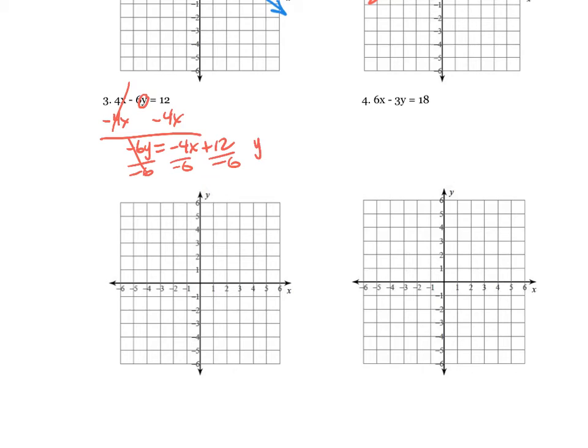So my final answer is y equals, now negative divided by negative is positive, and 4/6 can actually be reduced to 2/3. And then positive 12 divided by negative 6 is negative 2. Now I can easily graph that. Negative 2 is my y-intercept, and my slope is 2/3, so I go up 2 over 3, draw my line.